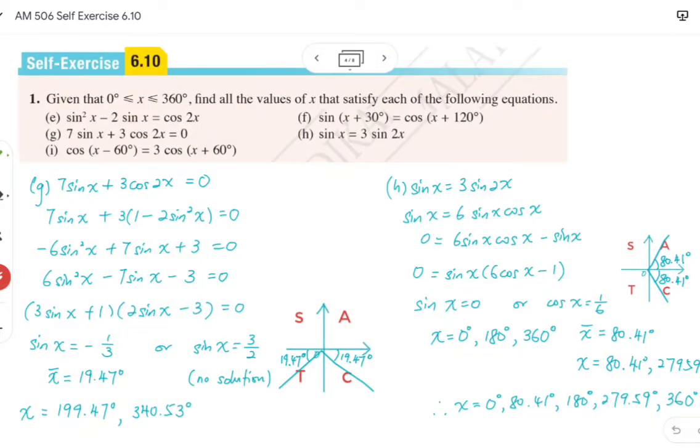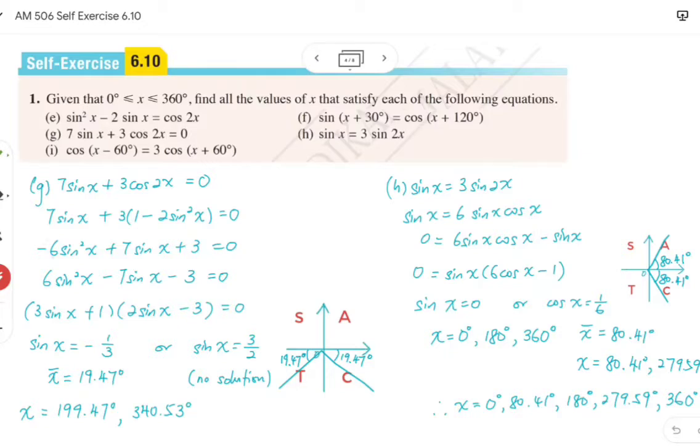G. 7 sine x plus 3 cosine 2x equals 0. So we have two different functions, sine x and cosine 2x. We can express the cosine 2x in terms of sine x. So 7 sine x remains, and 3 cosine 2x will be changed to 1 minus 2 sine square x, so that everything here is in one unknown, which is sine x. Then expand and rearrange the quadratic. We get negative 6 sine square x plus 7 sine x plus 3 equals 0.